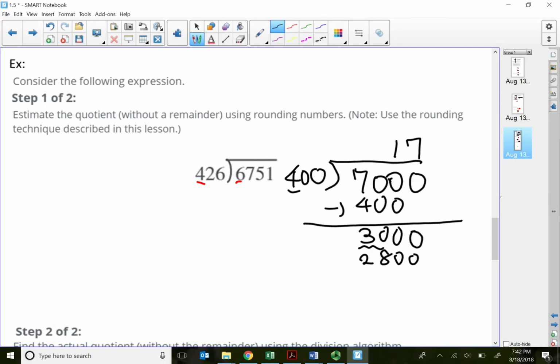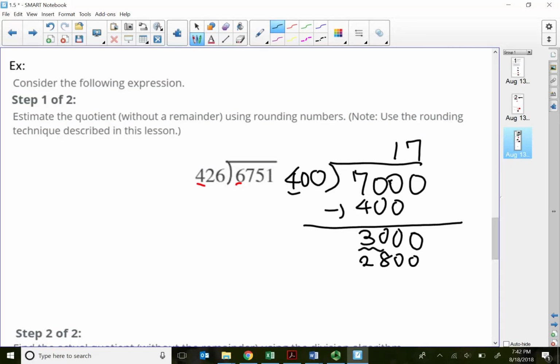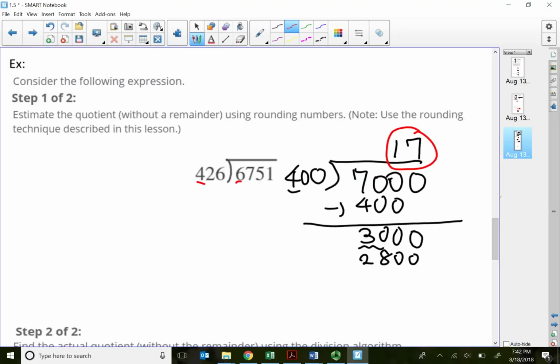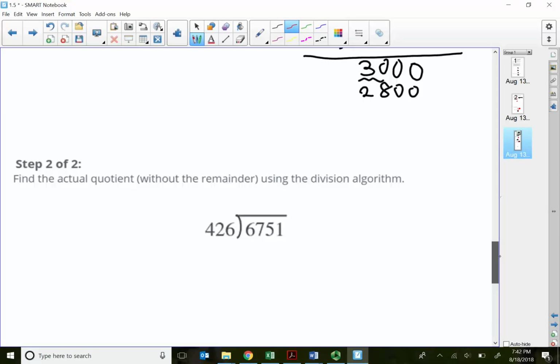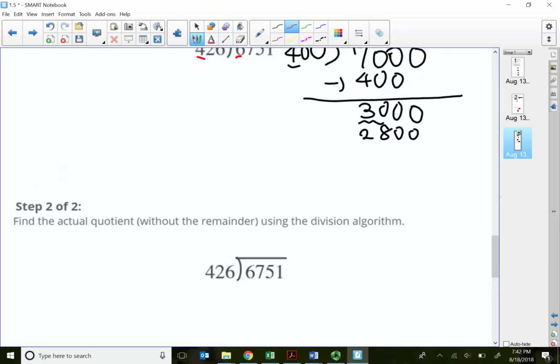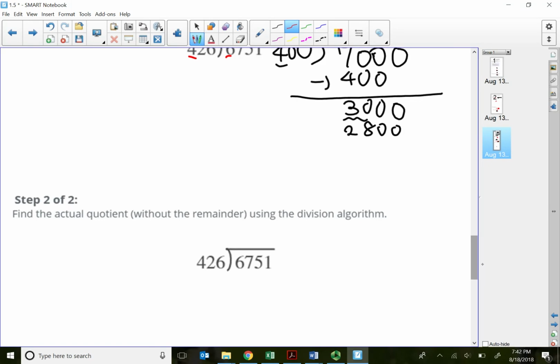So here we can actually stop. All we want here is to estimate the quotient up here. So the quotient is about 17. We can stop right here. The homework does not ask for the remainder or anything like that. It says without remainder. So it's about 17. All right, let's see what the actual quotient is. Same idea like I showed you with long division before.